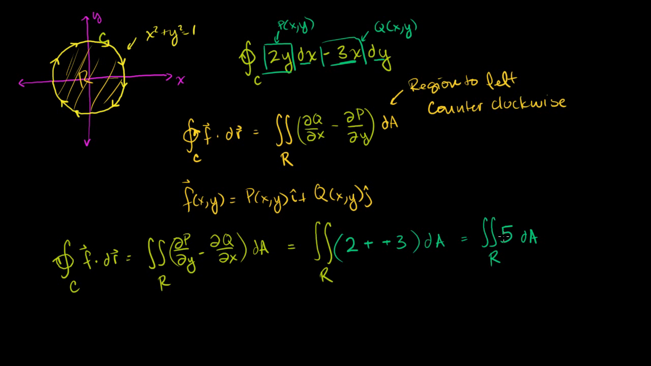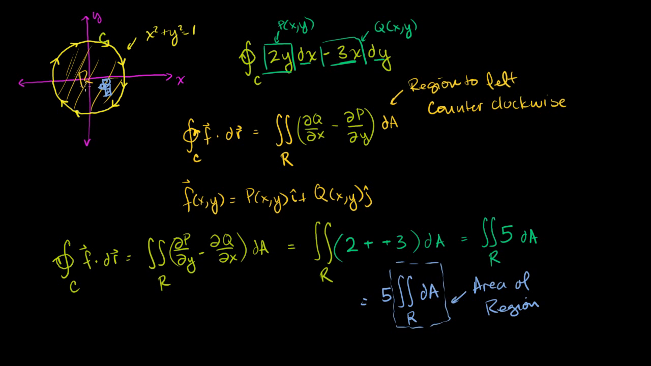dA. 5 is just a constant, so we can take it out of the integral. This is going to turn out to be quite a simple problem. It's equal to 5 times the double integral over the region R of dA. Now what is this thing? It looks very abstract, but this is just the area of the region. That's what that double integral represents. You sum up all the little dAs over the region.